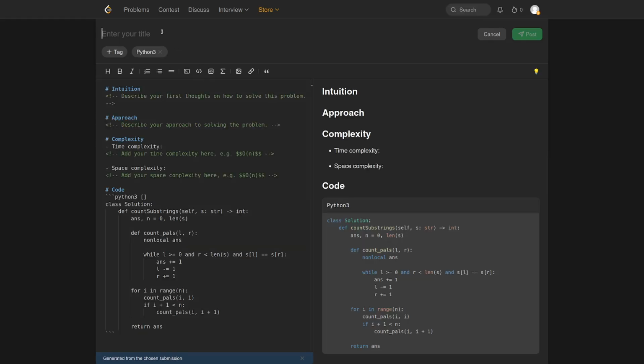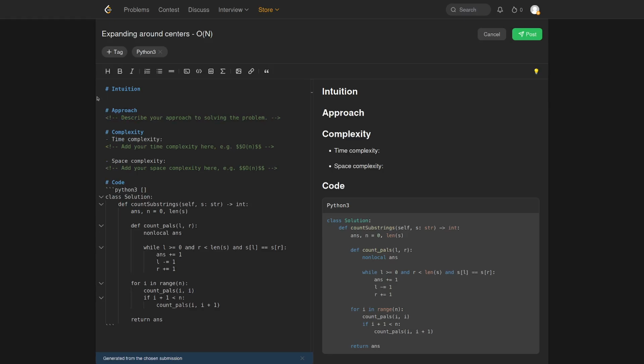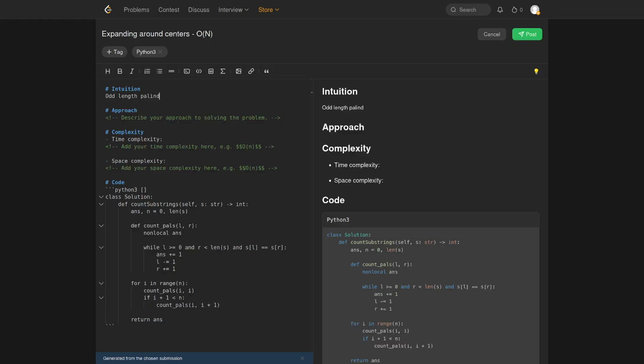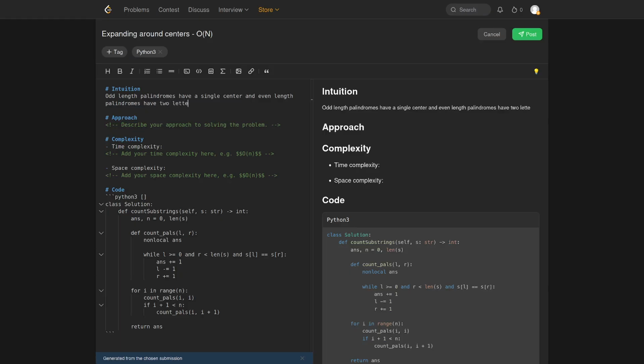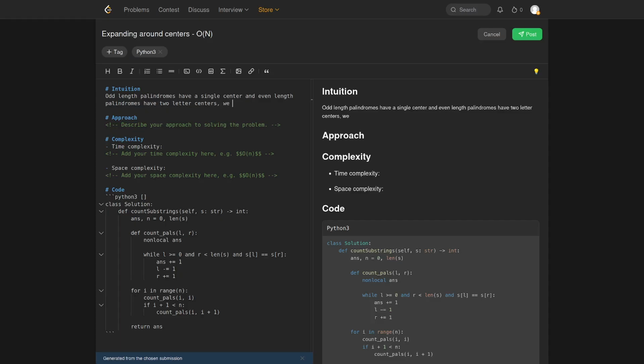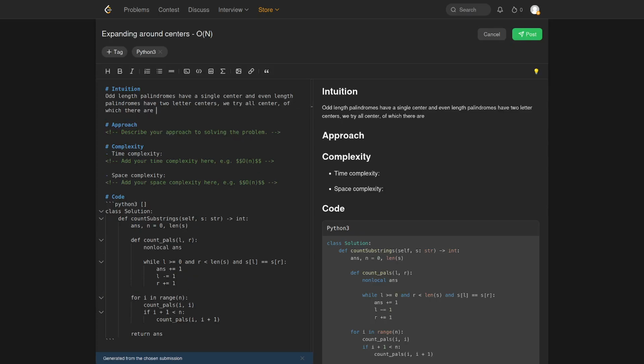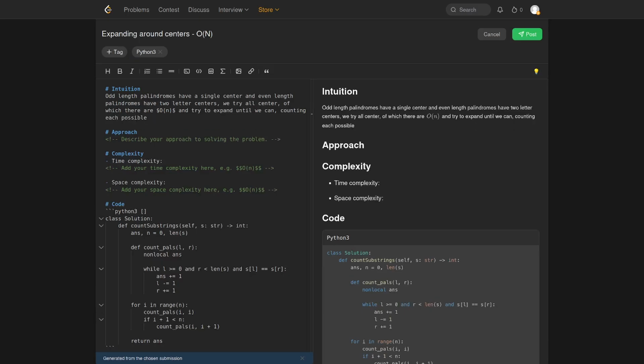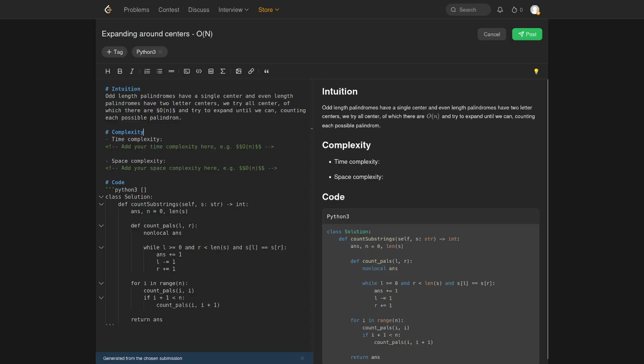Okay, I mean, I hope when I finish this list I go to something more difficult, because these medium problems are stupidly easy. Expanding around centers. Intuition: odd length palindromes have a single center, and even length palindromes have two-letter centers. We try all centers, of which there are O(n), and try to expand until we can, counting each possible palindrome. Note, I guess I can add that here.